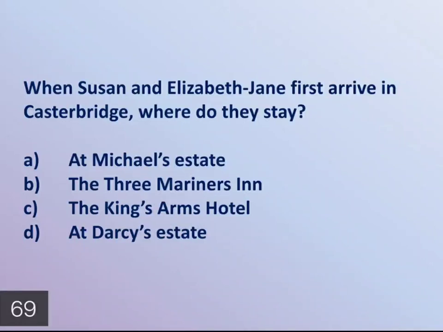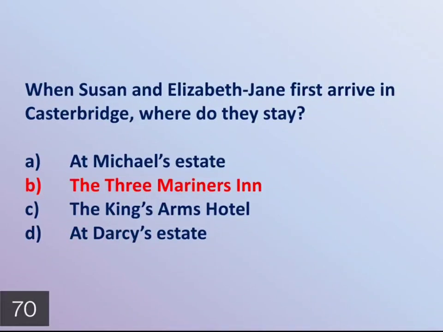When Susan and Elizabeth Jane first arrive in Casterbridge, where do they stay? A. At Michael's estate. B. The Three Mariners Inn. C. The King's Arms Hotel. D. At Darcy's estate. So they stay at B. The Three Mariners Inn. This is a question from The Mayor of Casterbridge.